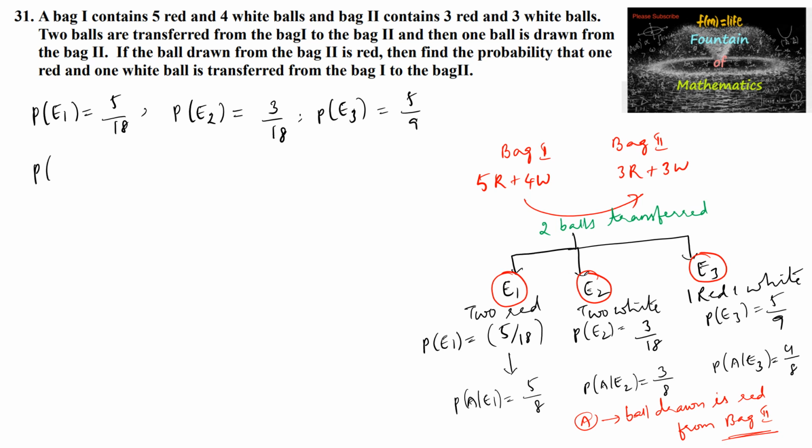And also now P of A given E1, meaning the probability that the ball drawn is red when two red balls are transferred, is 5 by 8, and the probability that a ball drawn is red when two white balls are transferred is 3 by 8, and the probability that the ball drawn is red given that one red and one white ball are transferred is equal to 4 by 8.